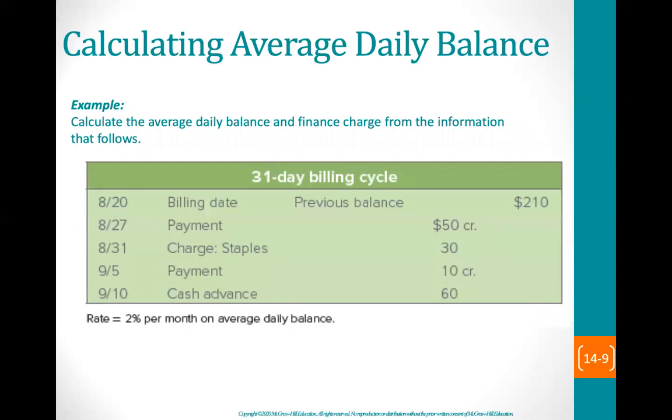Let's look at calculating the average daily balance. In this example, we're calculating the average daily balance and finance charge from this information. We're told that the billing cycle is 31 days. The previous balance was $210. She made a payment of $50. She made a charge to Staples of $30. She made a payment of $10, and then took a cash advance of $60. We're also told that the rate is 2% per month on the average daily balance.